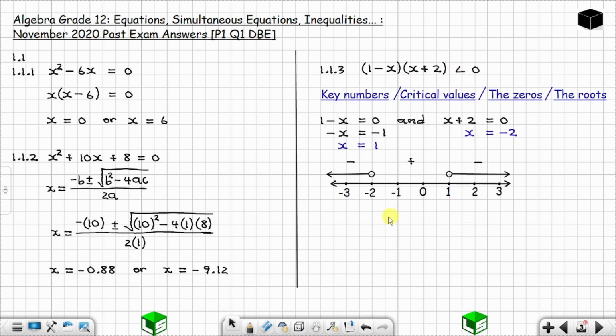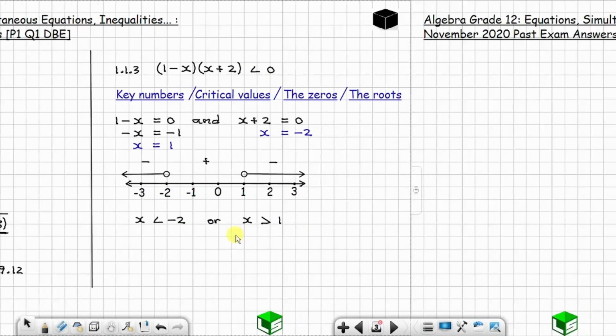Okay, so you can write it as x less than negative 2, right? This is x less than negative 2, or x greater than 1. So this is x greater than 1, and this is x less than negative 2. Okay, so this is how you solve this inequality.